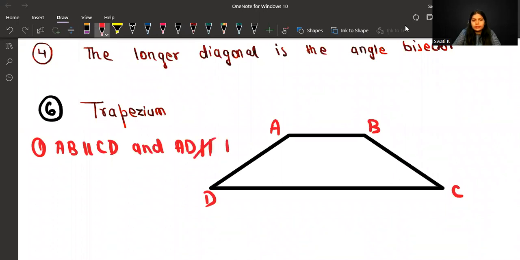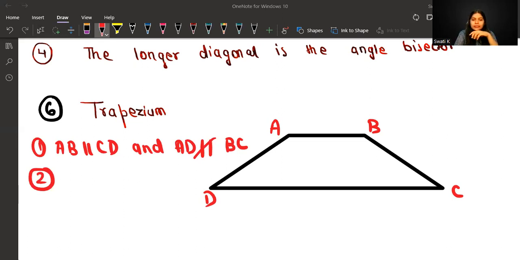That is something that you have to remember. In a trapezium, only one pair of the opposite sides is parallel, and the other pair of opposite sides is non-parallel to each other. If both pairs are parallel, then it will become a parallelogram. Otherwise, it is a trapezium. This is the first property, and of course, the second property is that the sum of all four angles is 360 degrees.